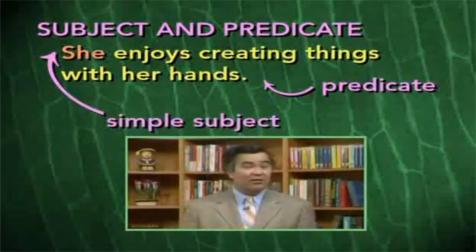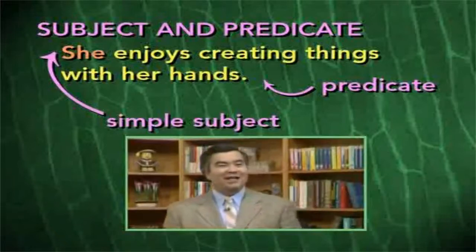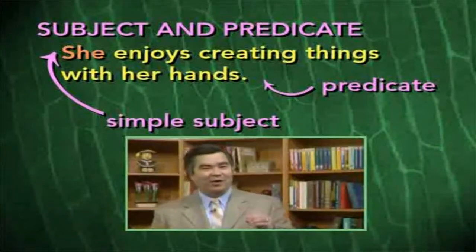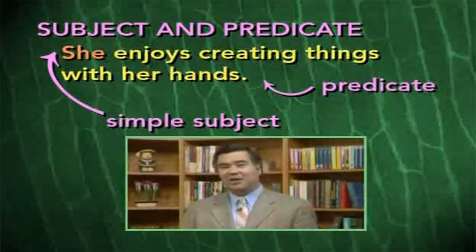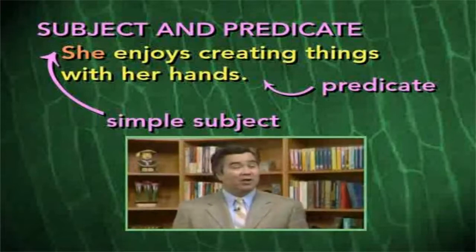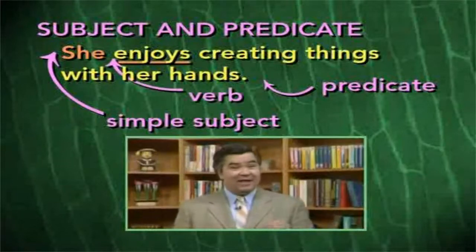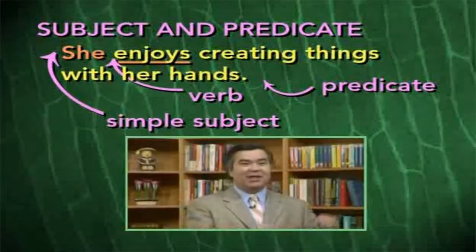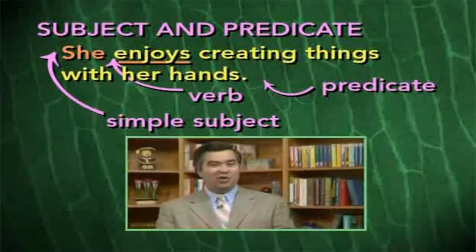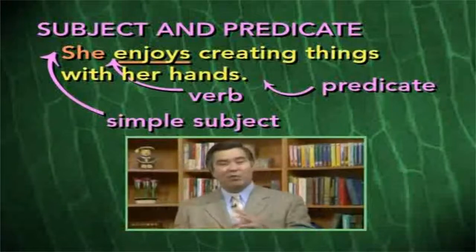Focusing on the predicate for a moment, is there one word there that's most important? The verb, which tells us exactly what the subject does. Yes, the verb, the most important word in the predicate is enjoys. That tells us exactly what the subject, she, does. She enjoys. And the other words in the predicate tell us more information about what she enjoys.